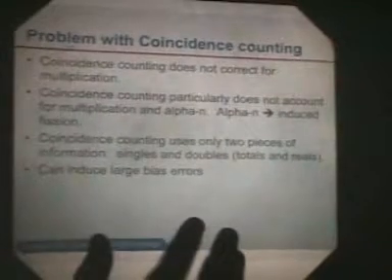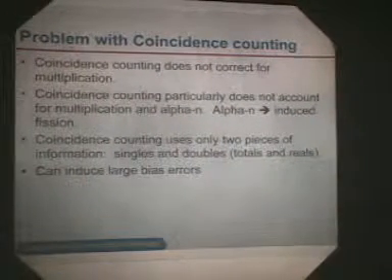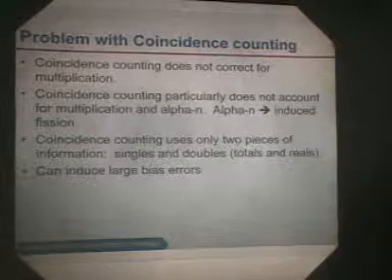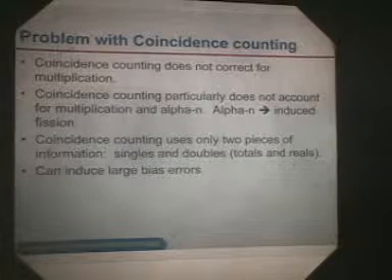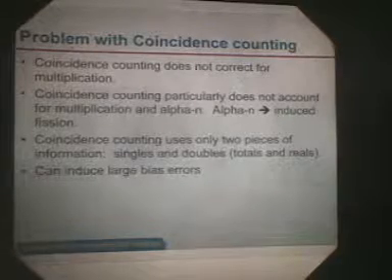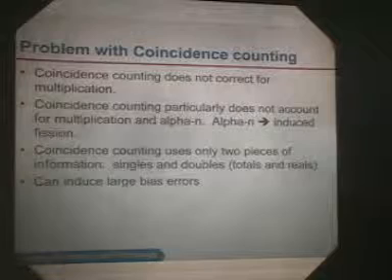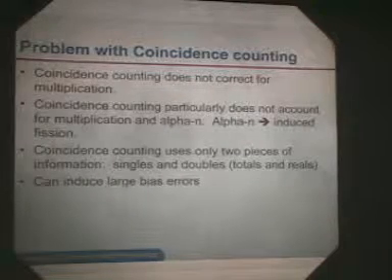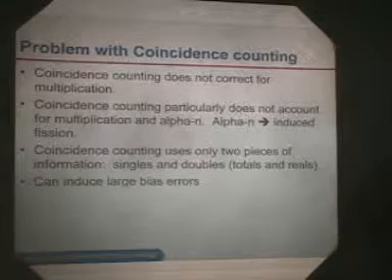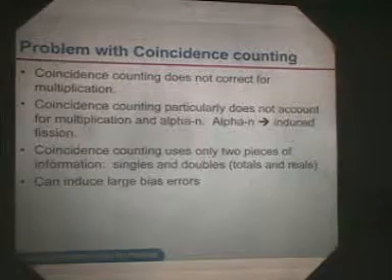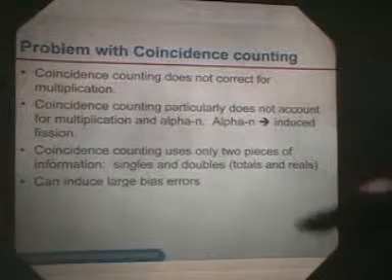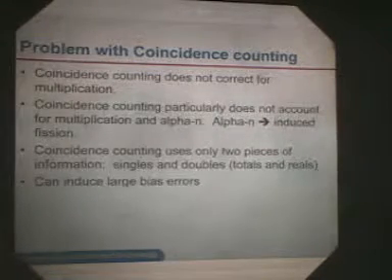So, state the problem now. If we have a sample that has multiplication, i.e. there is a process other than spontaneous fission and other than alpha n, which is how we frame the coincidence counting problem, but now has, in addition to that, induced fission, which we then can parameterize by multiplication as a way of saying how much of it we have. Coincidence counting doesn't correct for that. And in particular, in all fairness, it really doesn't account for it when you've got multiplication and alpha n induced multiplication.